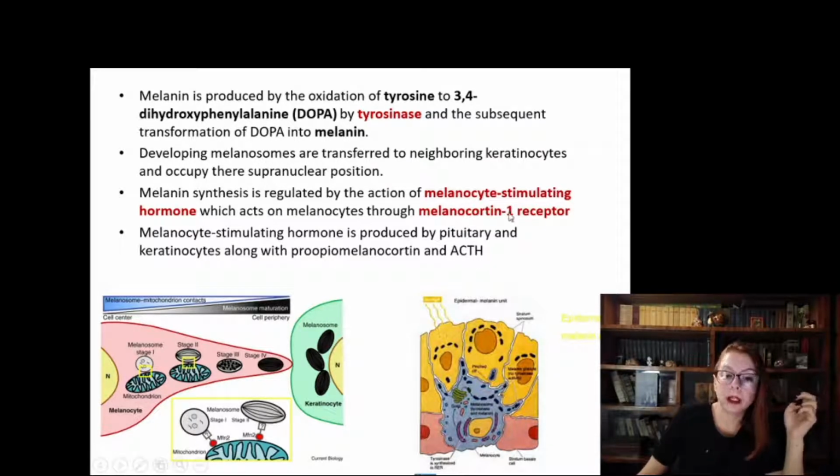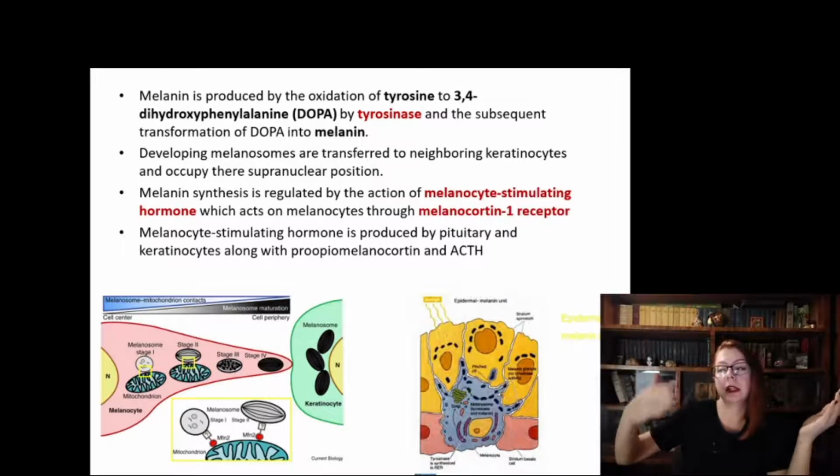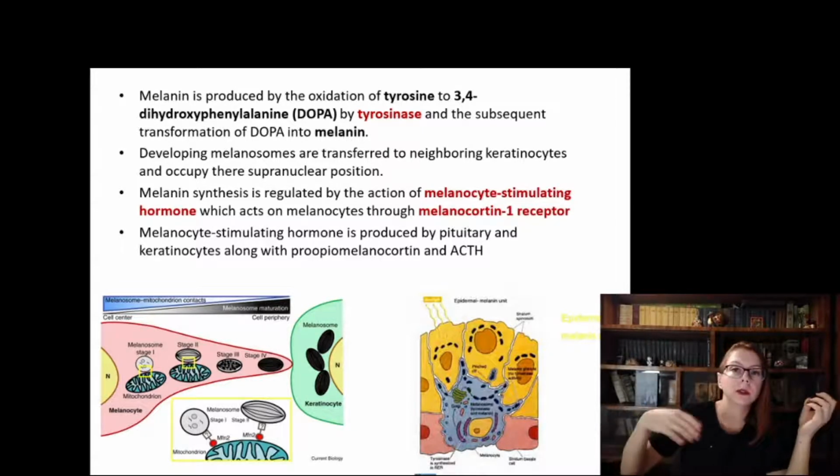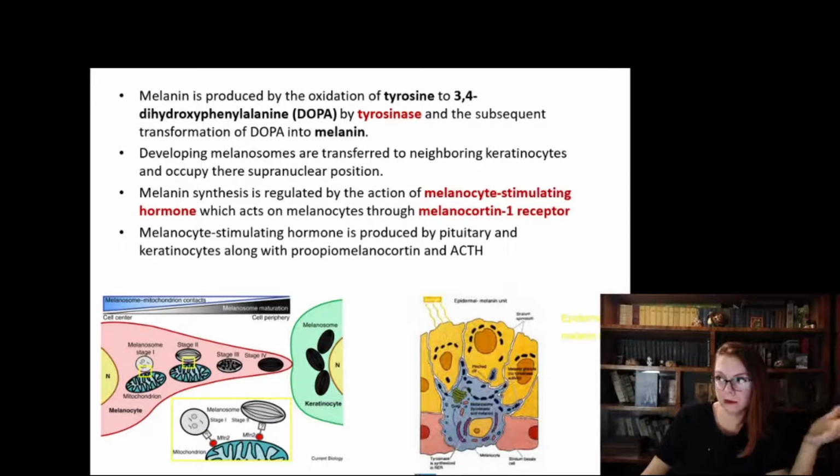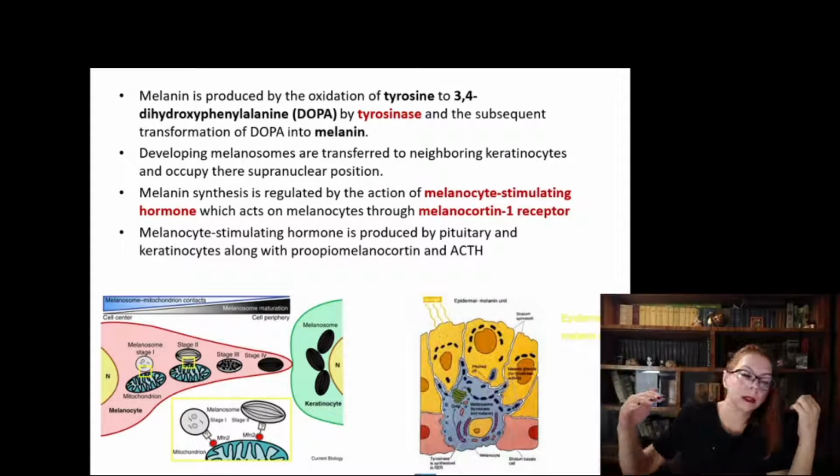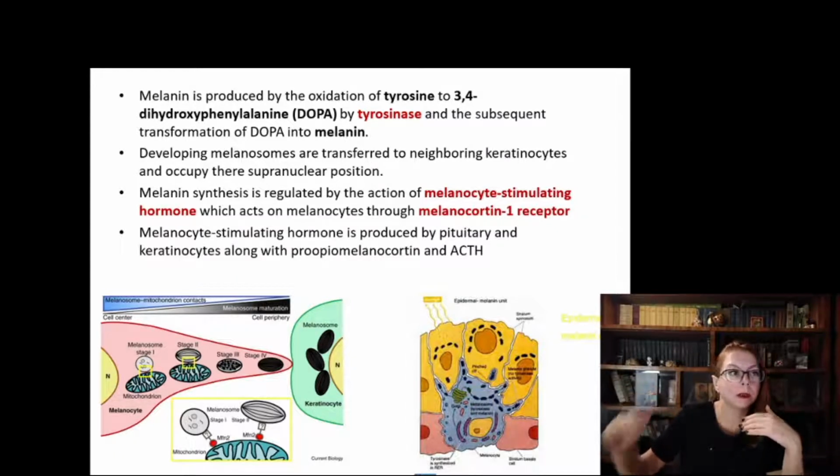Okay, so this hormone acts through the melanocortin receptors on the melanocytes and stimulates them to activate tyrosinase to produce more melanin. This is the mechanism of the suntan. When ultraviolet activates keratinocytes, they stimulate those melanocytes through the melanocyte stimulating hormone. And this hormone also stimulates the DNA repair. In this way, it protects cells from ultraviolet radiation by producing melanin and also by stimulating DNA repair.